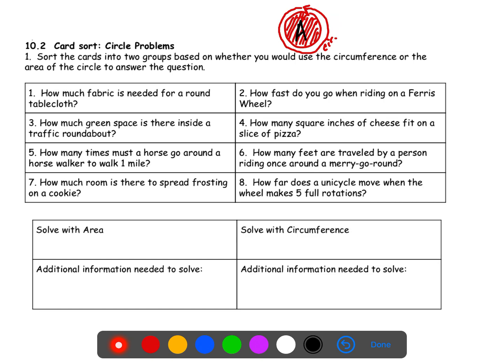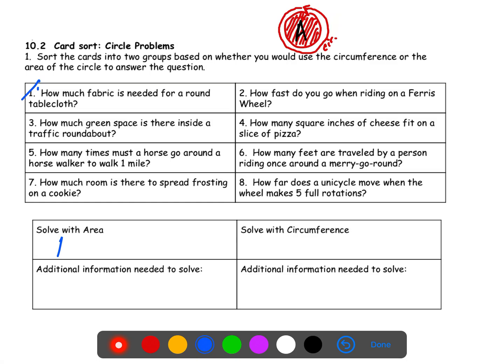So how much fabric is needed for a round tablecloth? Well, obviously we need to cover the entire table, so we're not just talking about the circumference around the table, we want the whole area of the table. So that would go down here in solving with area.